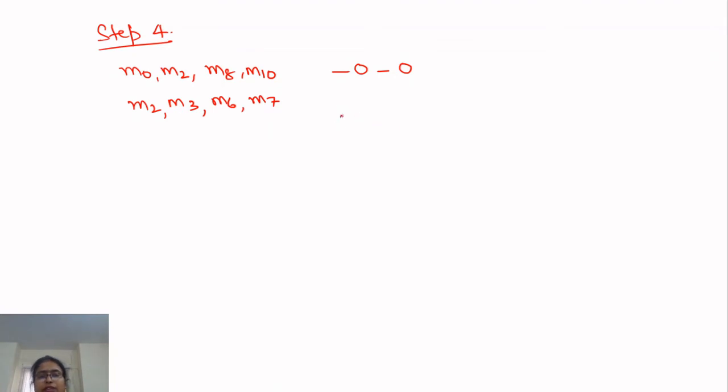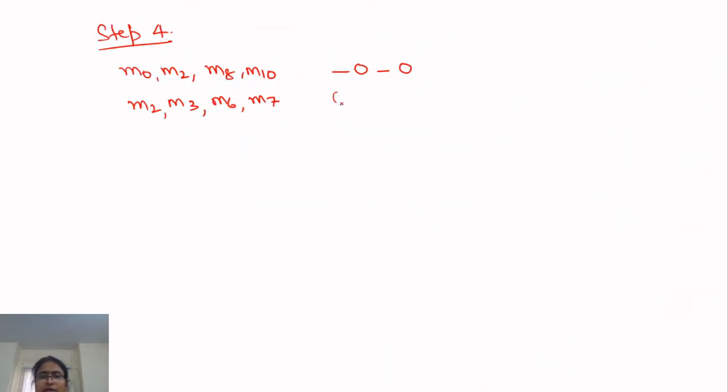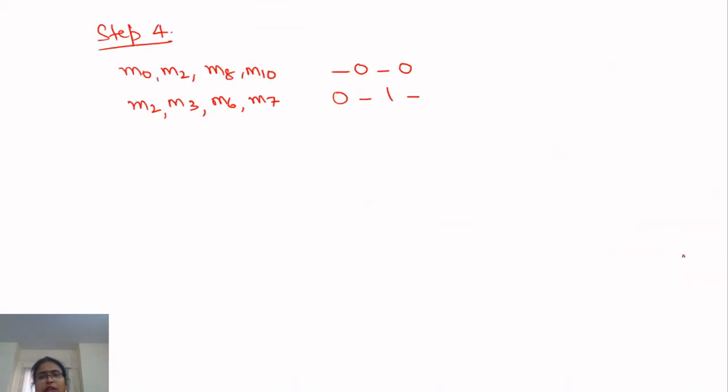So just like this you have to go on making the groups step by step. 0 dash 10, 0 dash 1 dash, 0 dash 1 dash, like this. So you can tick mark here, tick mark here, tick mark here and tick mark here. Like this you have done. This is now your step 4. So in this step 4, see if any group you can make. No. So you have to stop here and come to step 5 to make a chart.